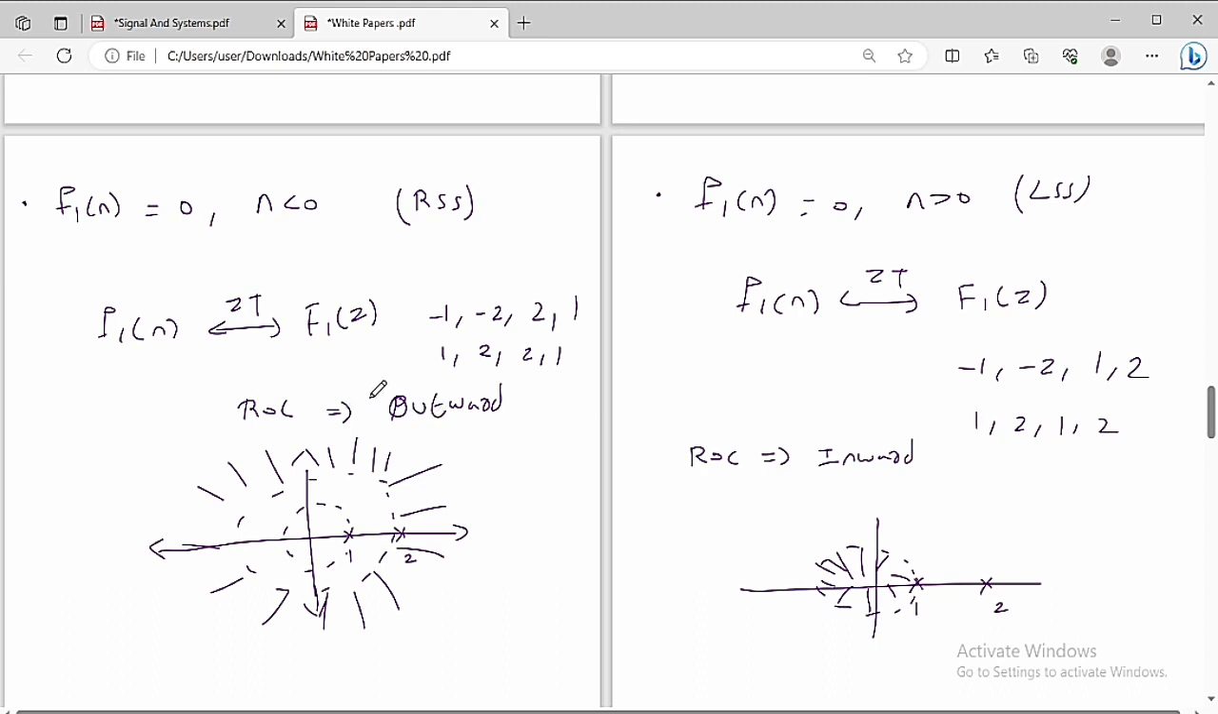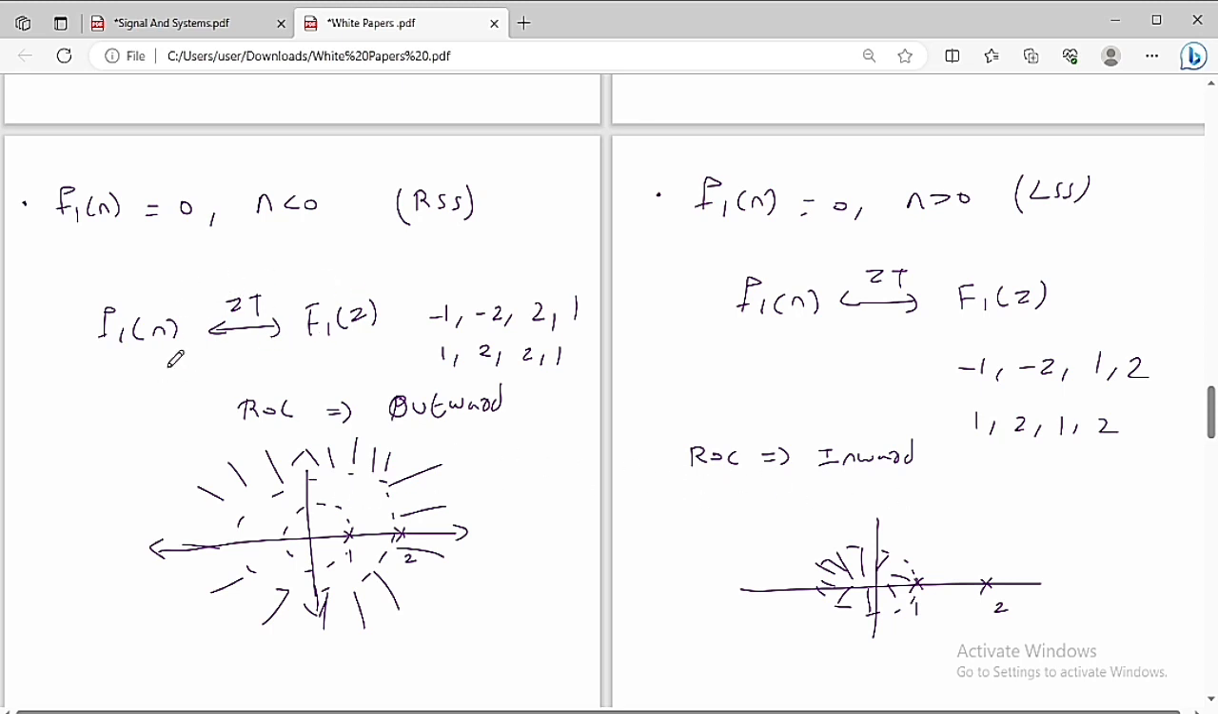So finally, I can say that the ROC of the right side discrete time signal starts from the highest magnitude of the pole, and it is outward. Whereas the ROC of the left side discrete time signal starts from the least magnitude of the pole, and it is towards the inward. So these two points always you have to keep in your mind.